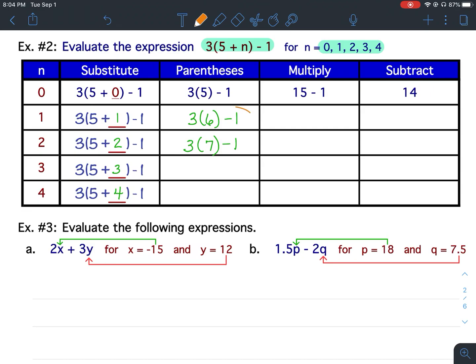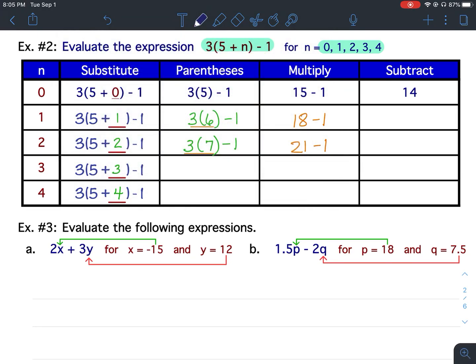All right, so back up to this problem right here. The next step is your multiplication. Underline that. 3 times 6 is 18. And then we need the minus 1. Do the same thing for where we plugged in 2. 3 times 7 is 21. And then I need the minus 1.